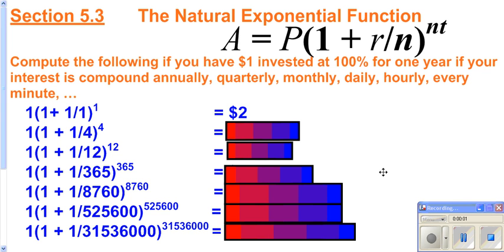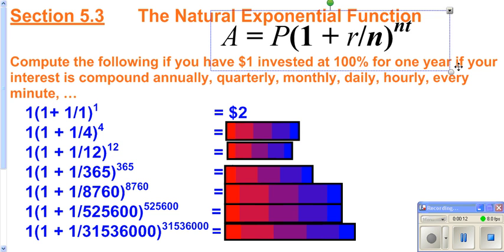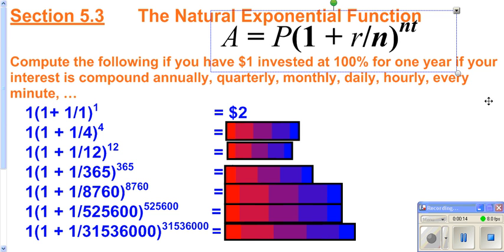Natural exponential function. To look at our natural exponential function, we're going to look at our compound interest formula. We're going to look at a special situation in which you invest $1, so that'll be P, at 100% interest, so r will be 1, and you'll be doing that for 1 year.